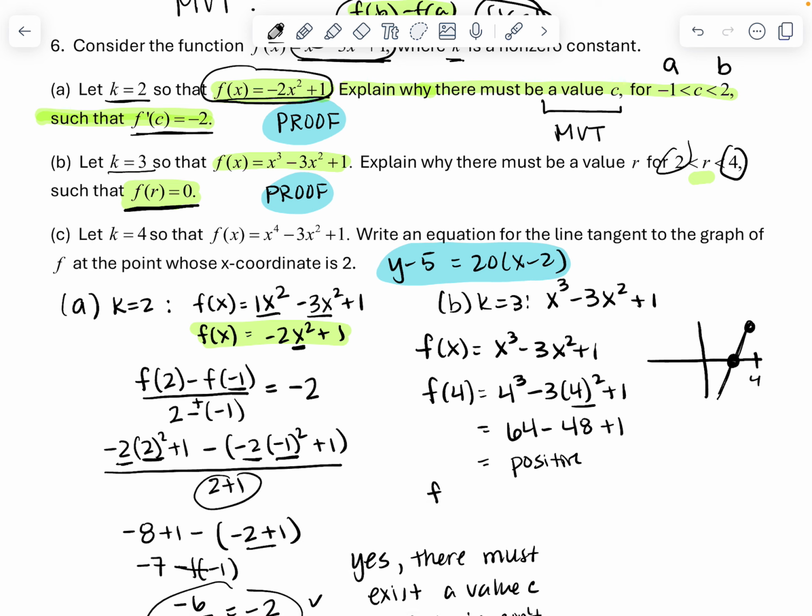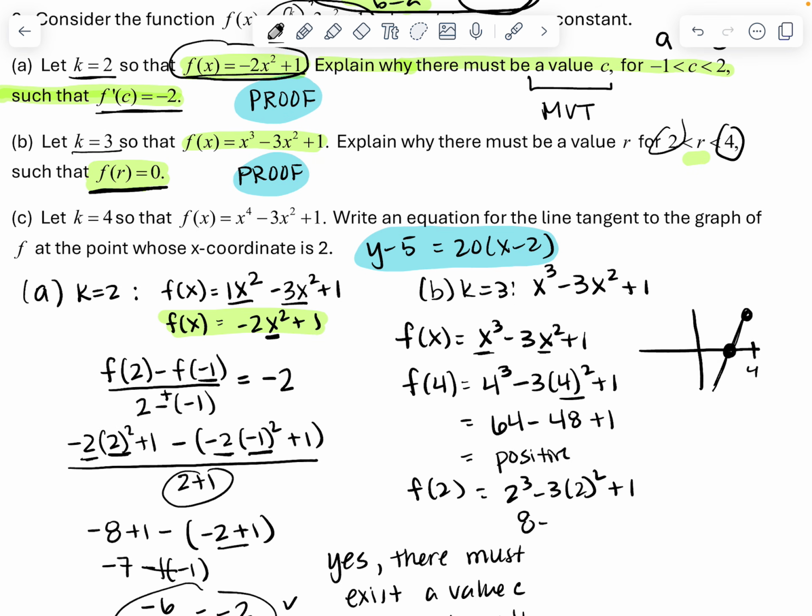So at f of 2, if I replace all these x values with a 2, I'm going to get 2 cubed minus 3 times 2 squared plus 1. So this is going to be 8 minus 3 times 2 squared, which is a 4, and then plus 1. Now, you guys, this is really 8 minus 12 plus 1. 8 minus 12 is negative 4, and negative 4 plus 1 is what? That's negative 3. So that means at the value 2, I'm right down here somewhere.